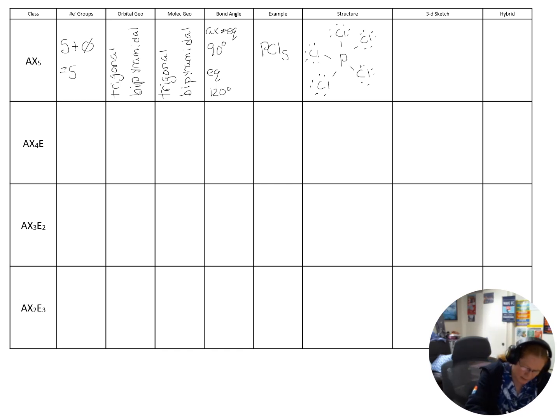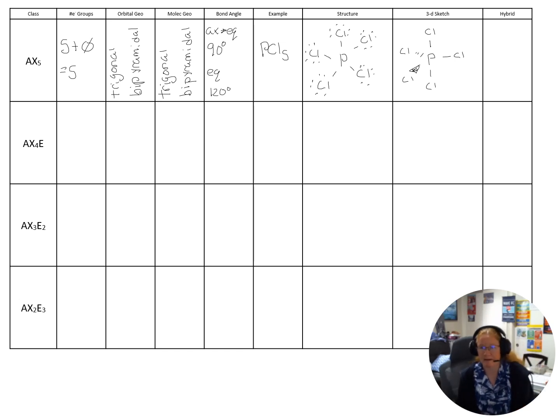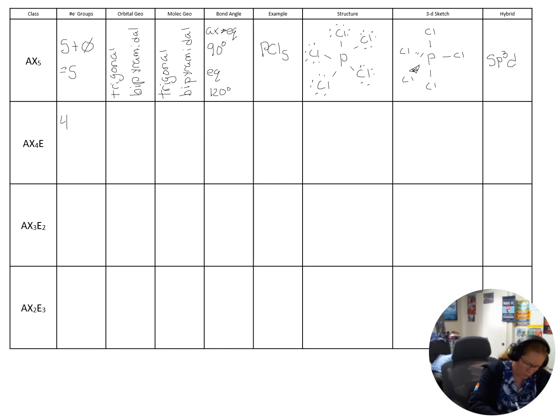All right, and now our 3D sketch. So in the plane, in the plane, in the plane, and coming out and back behind. Okay, and again, 3D sketch. We're just showing everything relative to where it is in 3 dimensions using those wedges and dashes and stuff. So we don't need all the lone pairs on the surrounding atoms. All right, and as we'll learn, this is what we call an sp3d hybridization.